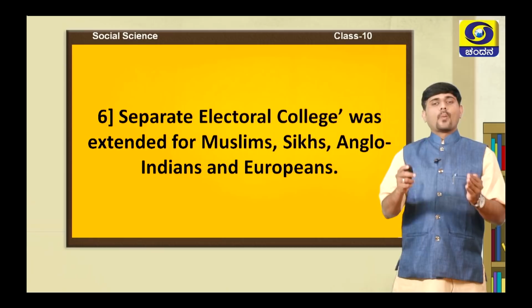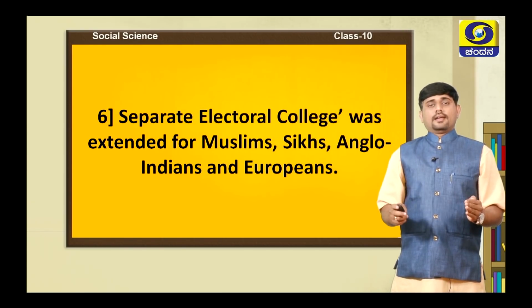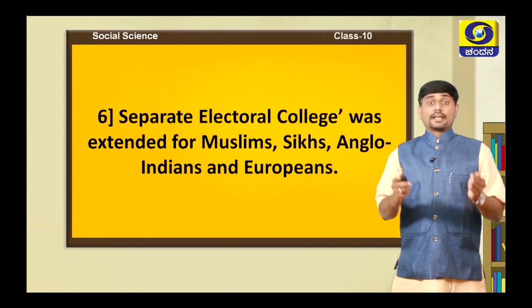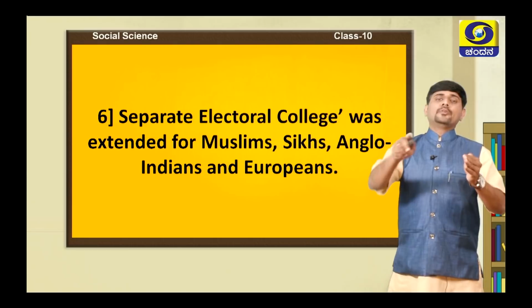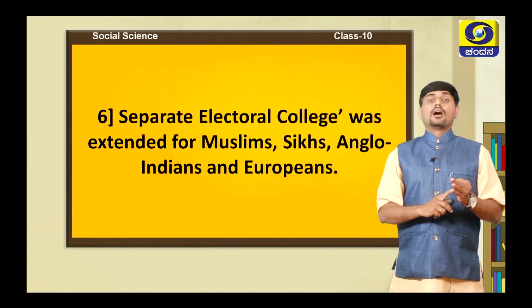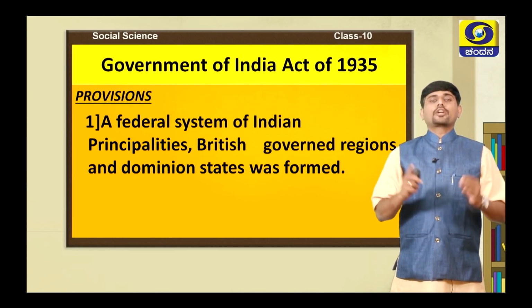Dear students, one point is very important here. According to the 1909 Act, separate communal electorates were given only to the Muslims. But here, separate communal electorates were granted to Muslims along with the Sikhs, the Anglo-Indians and the Europeans. A very important point it is.